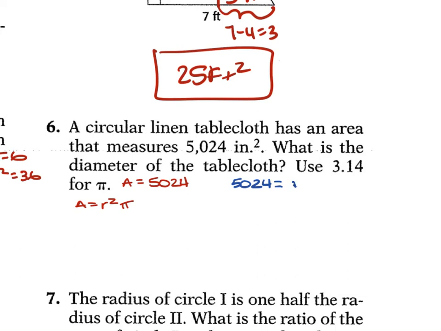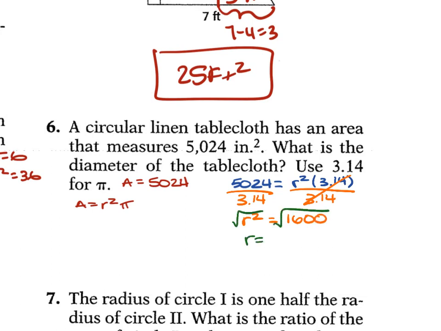So that would be radius squared times 3.14. We would divide each side by the 3.14. This would leave us with our radius squared is equal to 1,600. We can take the square root of both sides, and we're going to have 40, 40 inches.